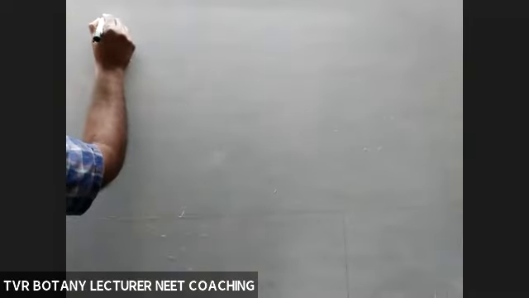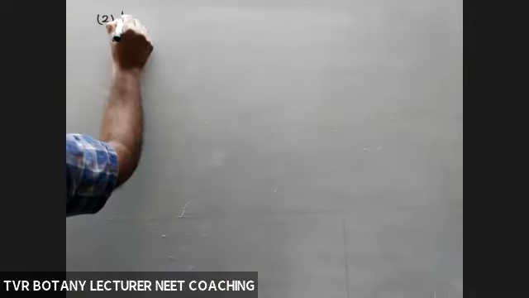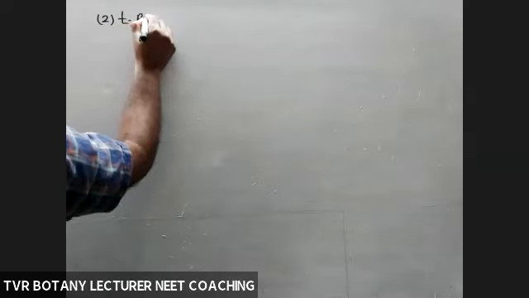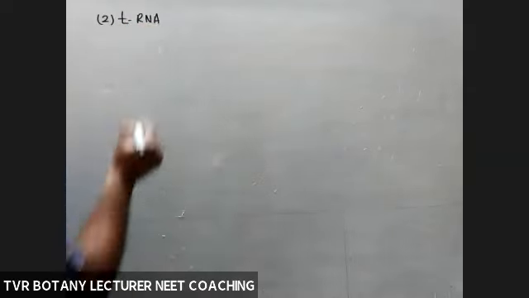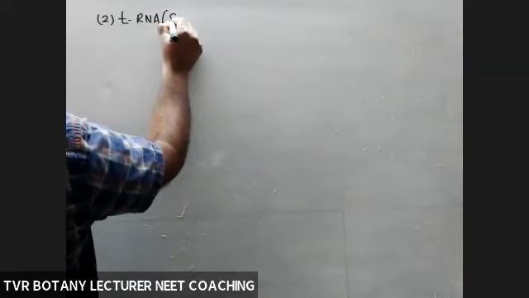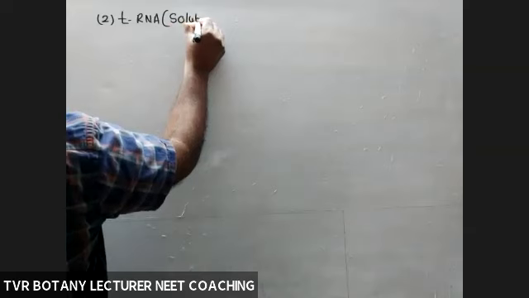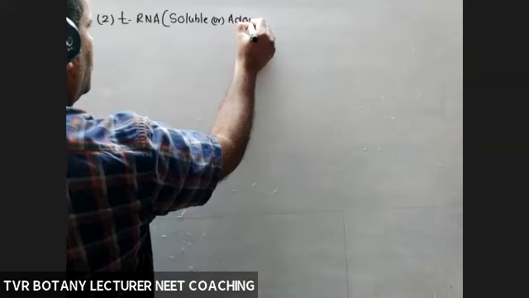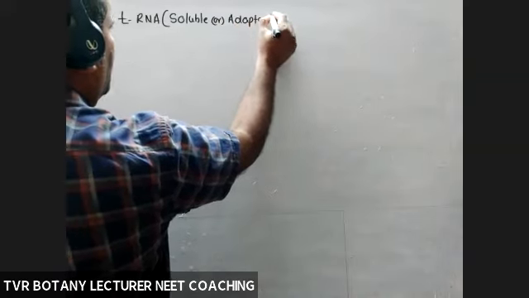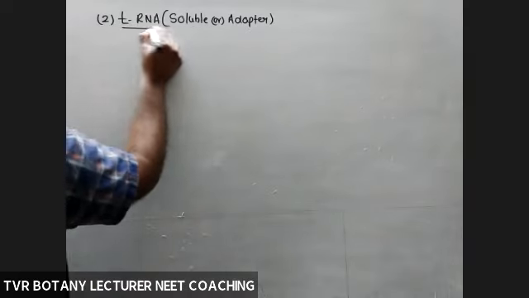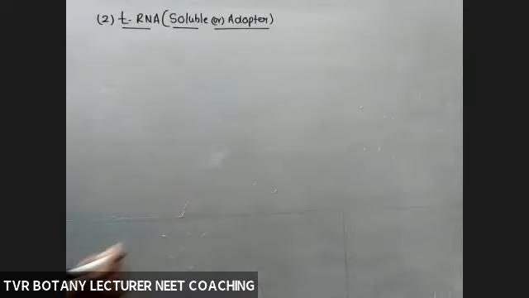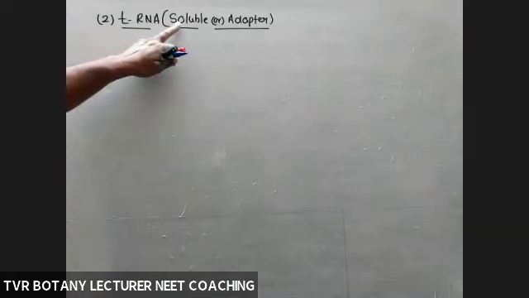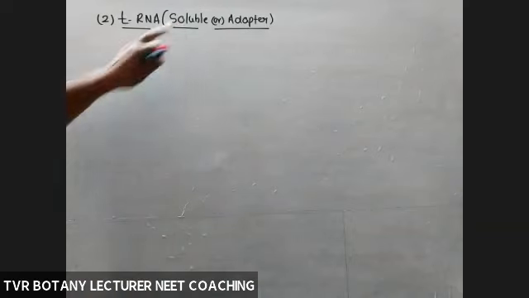Second requirement, tRNA molecule. Transfer RNA. Other names of this one: soluble or adapter RNA molecule. The old name of this one was soluble RNA, present in the cytoplasm. Go back to that statement. Then it is called soluble RNA, the old name.